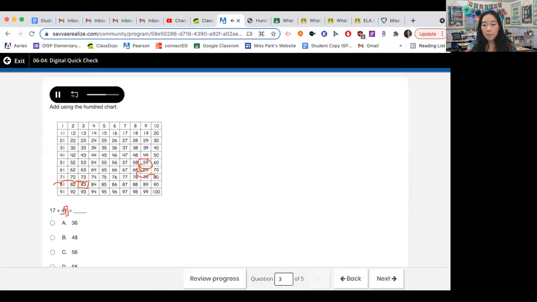Add using the 100 chart. 17 plus 41. 17, you're going to skip count by tens. There are 4 tens in 41. 1, 2, 3, 4. We stop at 57, and we're going to add on 1. So we're just going to move 1 space. What number do we stop at? 58.